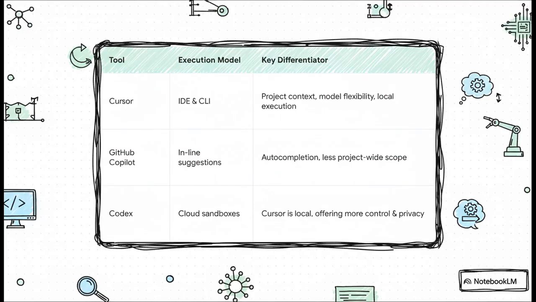So, to put it all in perspective, here's how Cursor stacks up. GitHub Copilot, amazing for autocomplete, but it doesn't have that deep project-wide understanding. Other cloud tools might be powerful, but Cursor runs locally, which means you have way more control and privacy over your code. It really sits in a unique spot.